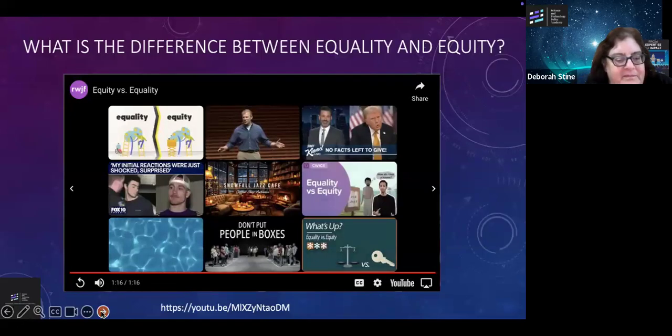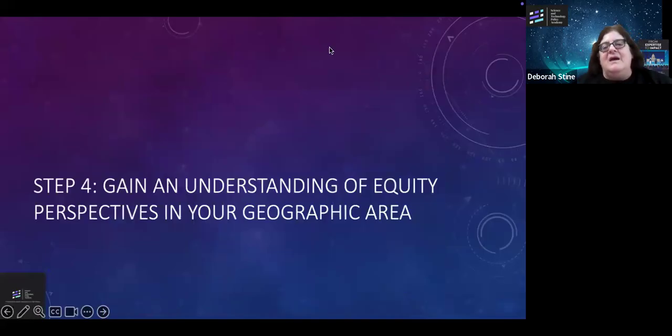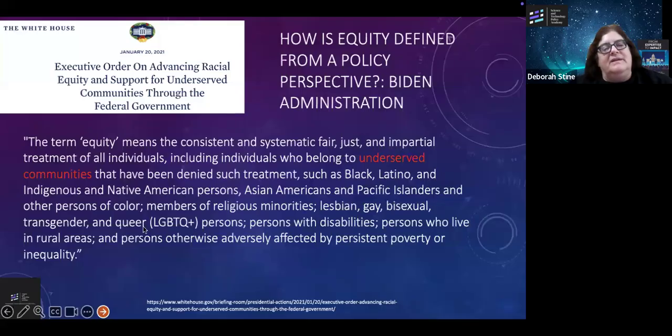Okay. So the next step is to gain an understanding of equity perspectives in your geographic area. So this is a very important executive order that was issued on the first day of the Biden administration. And it basically gives a definition of equity.